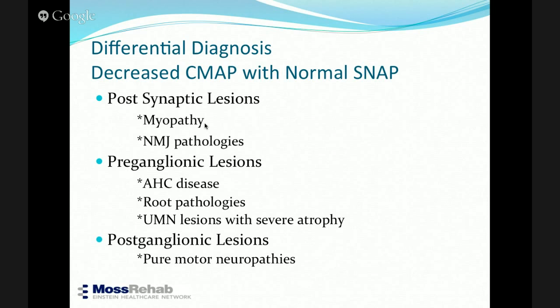If somebody comes in and you check the patient, and they have normal sensation but weakness, that could be mostly either a postsynaptic lesion, postganglionic lesions such as pure motor neuropathy, or anterior horn cell disease, right? But in root pathologies and upper motor neuron lesions, sensation is lost, okay?